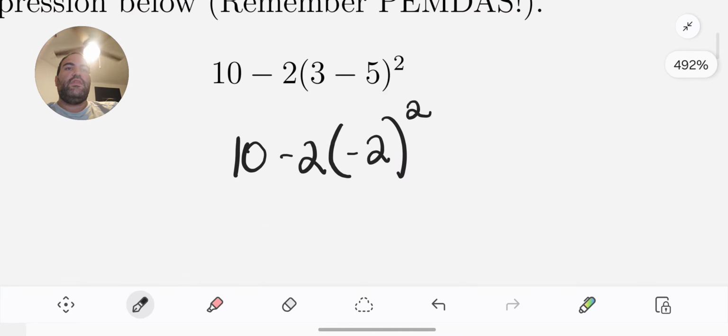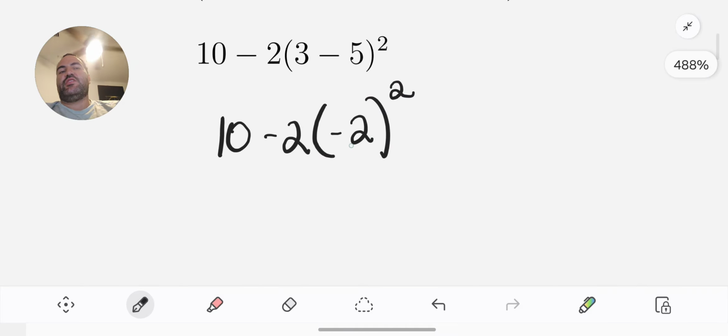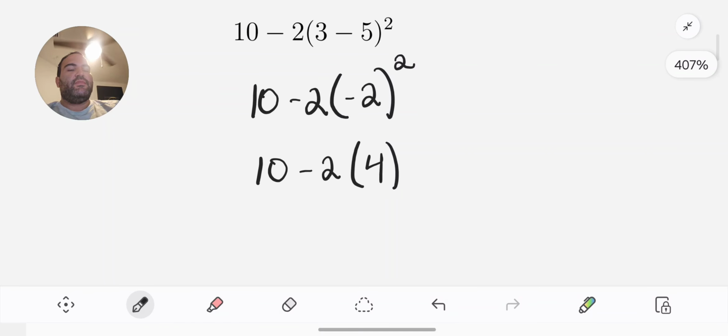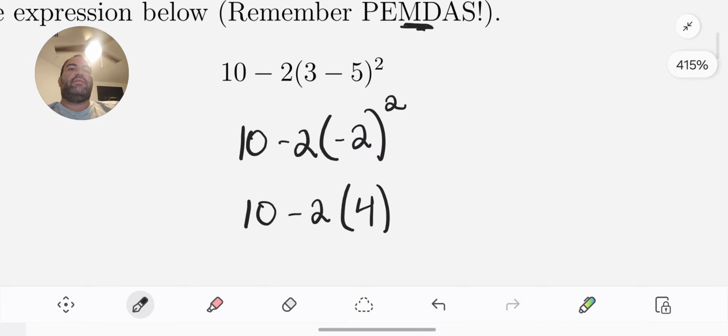Next step in PEMDAS, exponents. There's an exponent. We can do -2 squared, which is -2 times -2. Think about it. +4. Awesome, this is going smooth. And then we got multiplication and division, whatever comes first, left to right. I know that sounds a little weird. We won't really need that for this problem, but obviously we're going to do some multiplication.